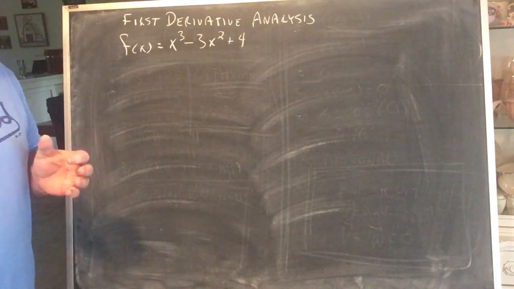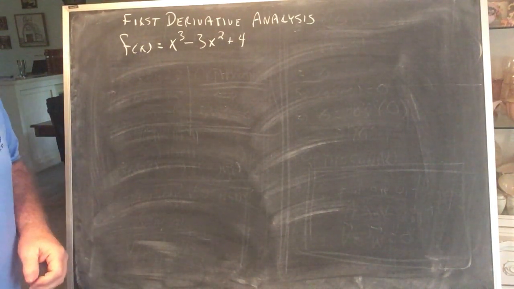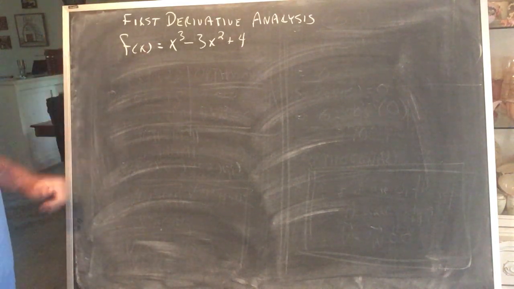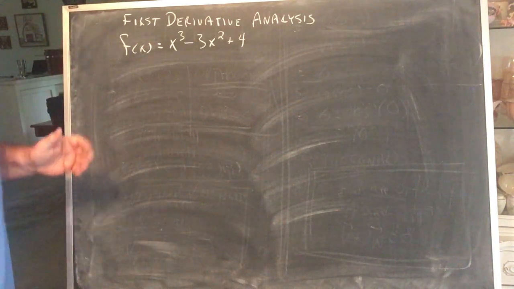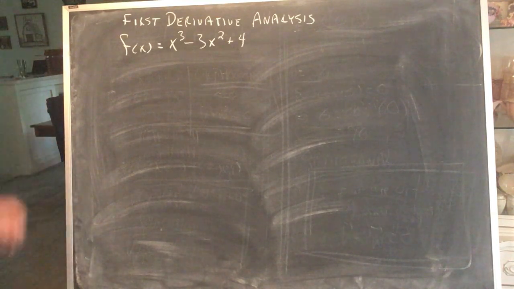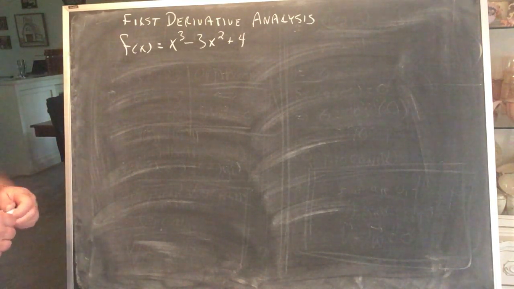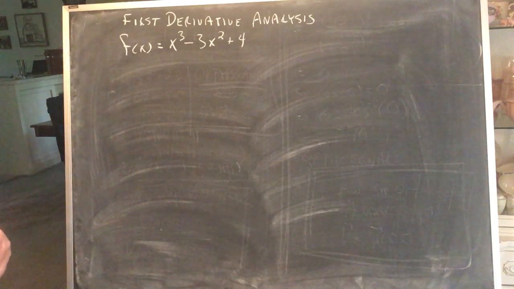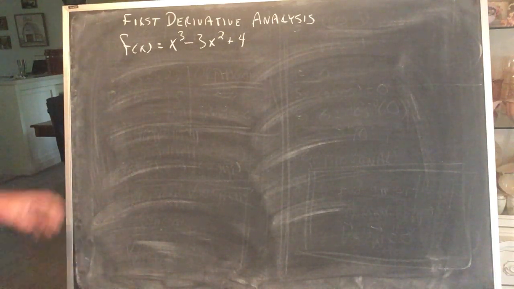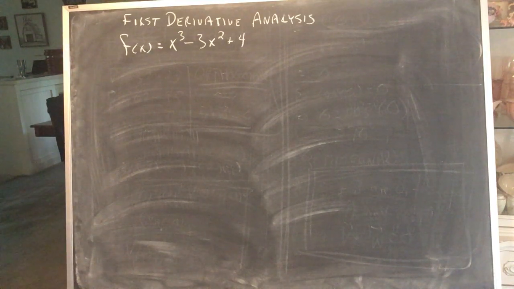Okay, this is going to be the first of three videos where I'm going to work through the first derivative analysis for a particular function. The first one is for a polynomial, the second one is going to be for a rational function, and the third one is going to be with a trigonometric function. So this is the first derivative analysis for this function.